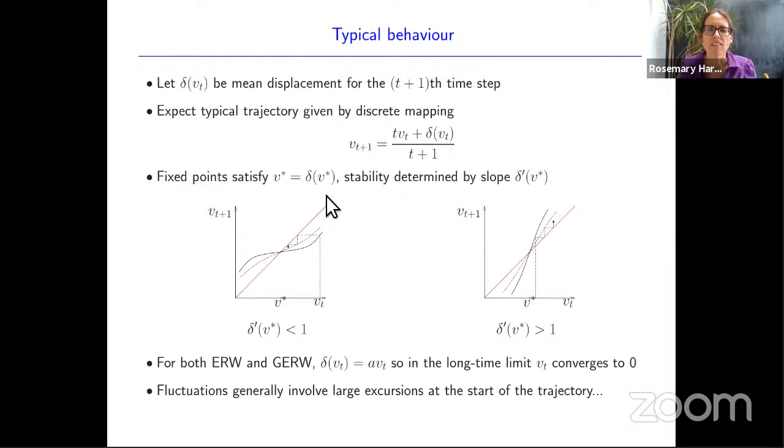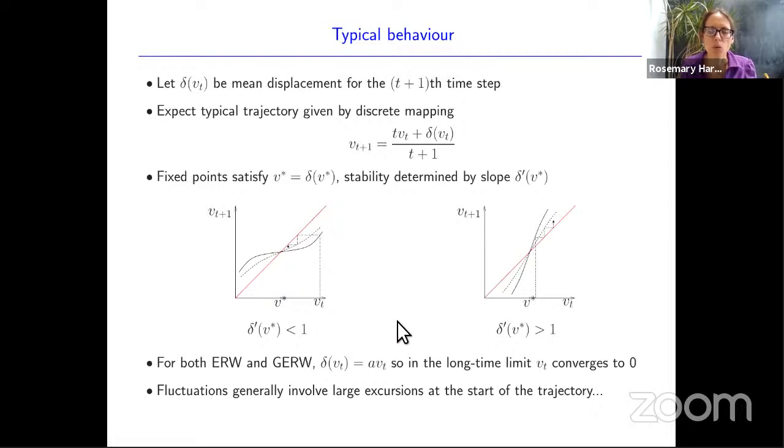And from there, you get that fixed points satisfy the obvious condition that at a fixed point, the expected displacement at the next step, so delta is kind of instantaneous velocity, if you like, is the same as the velocity in the past. And as usual with fixed points, you can consider their stability by looking at the slope of this function delta v. So you have a kind of cobweb construction, which shows you that if the derivative of delta v is less than 1 at the fixed point, you have a stable fixed point. And if it's greater than 1, you have an unstable fixed point.